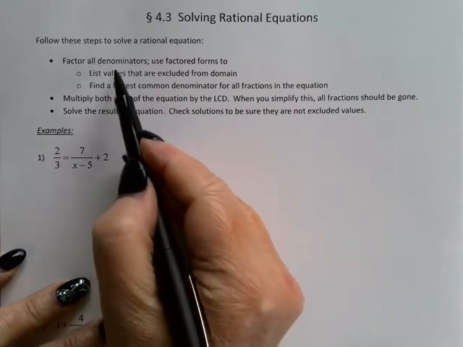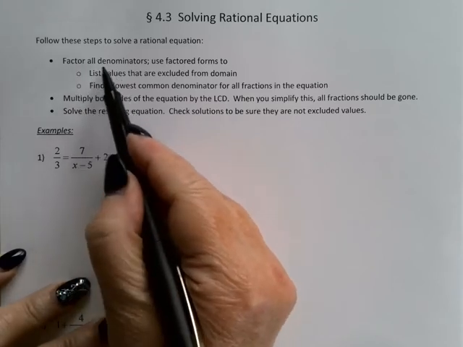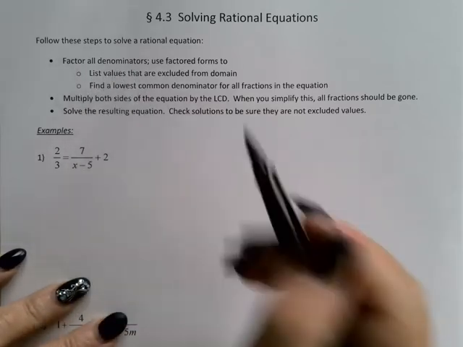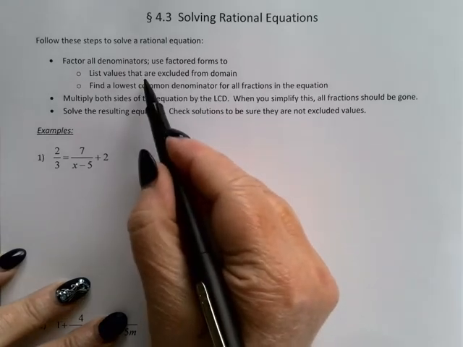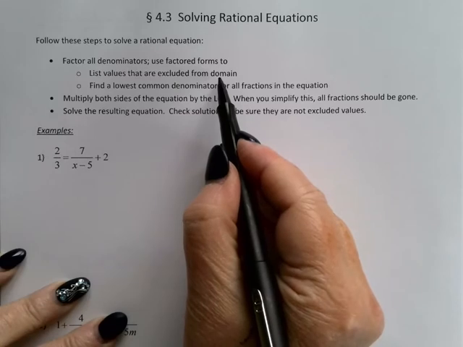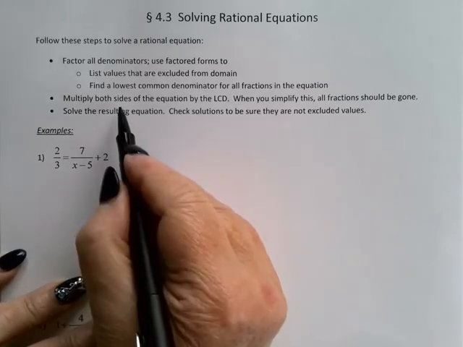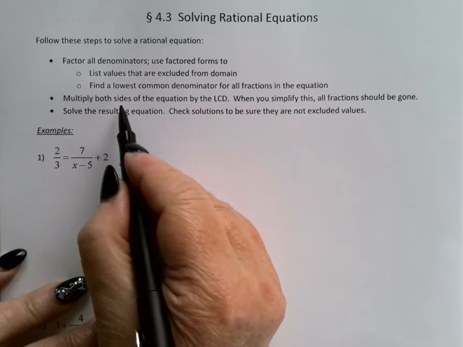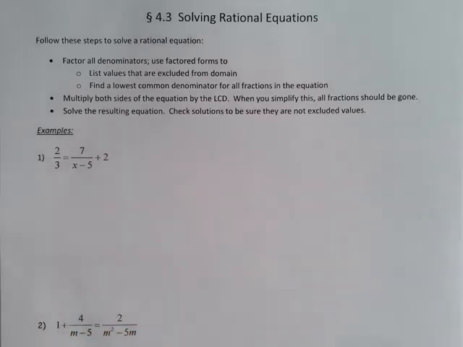First of all, you've gotten used to this. You want to factor before you start to do anything else. Factor all the denominators. Use the factored forms to do two things: list the values that are excluded from the domain, and then also find an LCD for all of the fractions. Now that we have an equation, we can do something to the equation as long as we do it to both sides. So we're going to multiply both sides of our equation by the LCD.